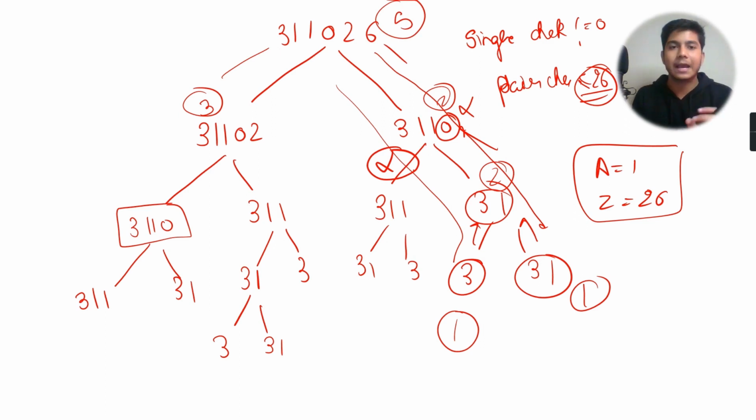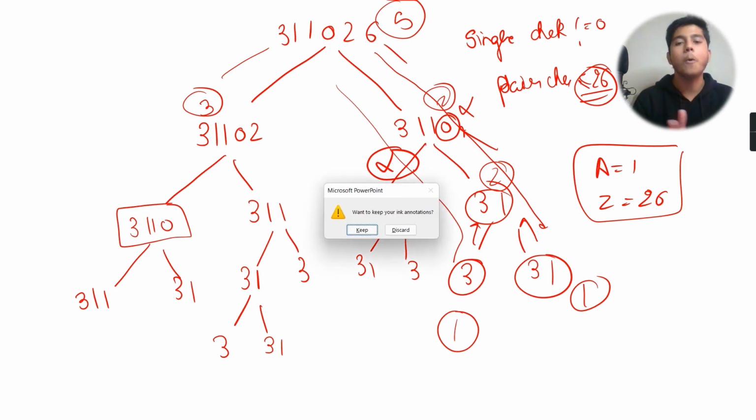So the basic thing is, you have to check for two conditions. Either it can be taken single, or it can be taken in pair. And for single, what you have to do is check if it's 0 or not. And for pair, you have to check if it's less than 26 or not. If it's less than 26, then we can decode it, because according to the mapping scheme, we have that thing only, right? So these are the things that you have to look after. So I hope you get the solution right.